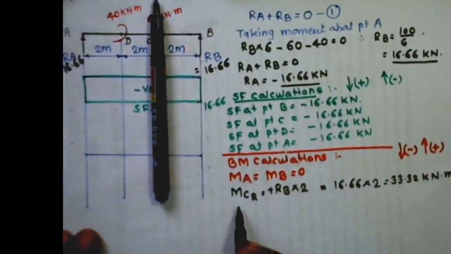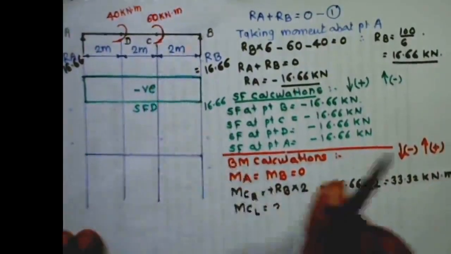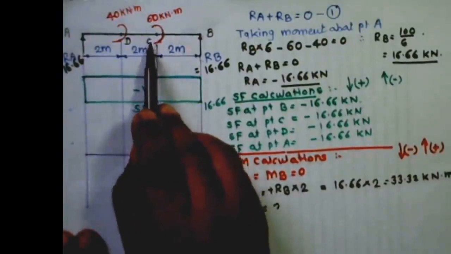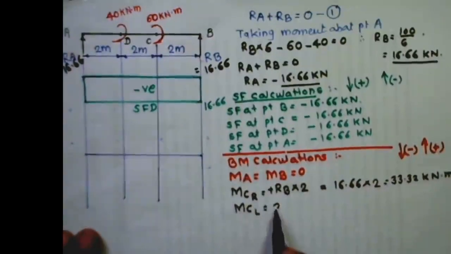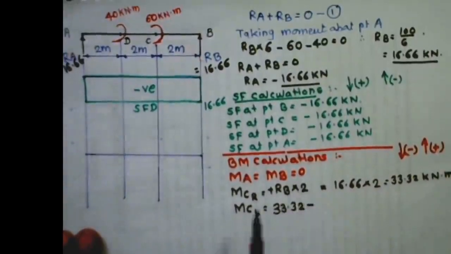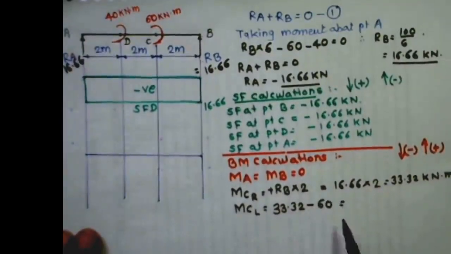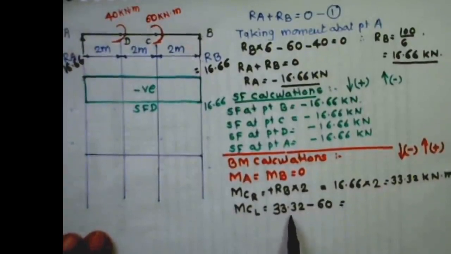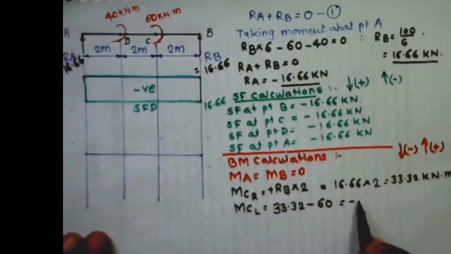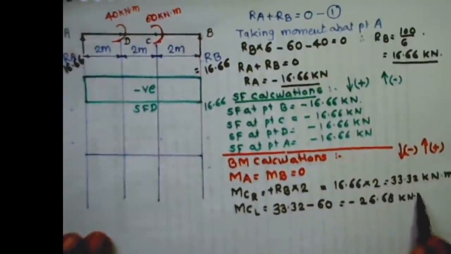Now next, at point C, a moment is acting itself. In that case, the moment acting is 60 kilonewton meter, which is acting in the clockwise direction. So we may say 33.32, clockwise direction means acting in the downward side, so it is minus 60. So 33.32 minus 60 becomes minus 26.68 kilonewton meter.